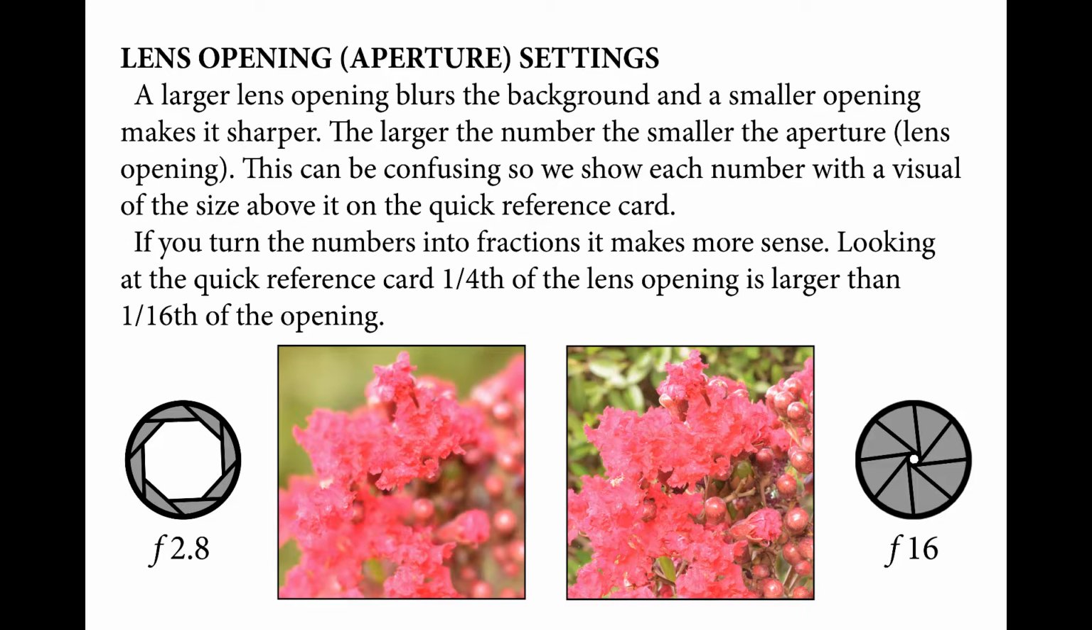Looking at the quick reference card, 1/4 of the lens opening is larger than 1/16 of the opening. In the illustration, we show how a larger lens opening blurs the background and a smaller lens opening sharpens it. At f2.8, which is a larger lens opening, you can see how the background is more blurred behind the subject. At f16, which is a smaller lens opening, you can see how the background behind the subject is sharper.